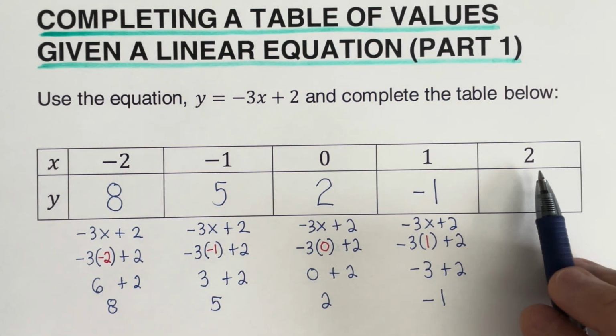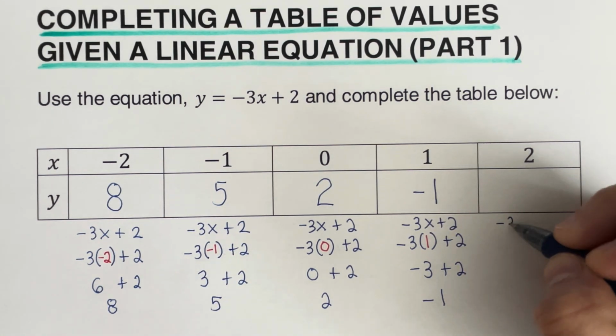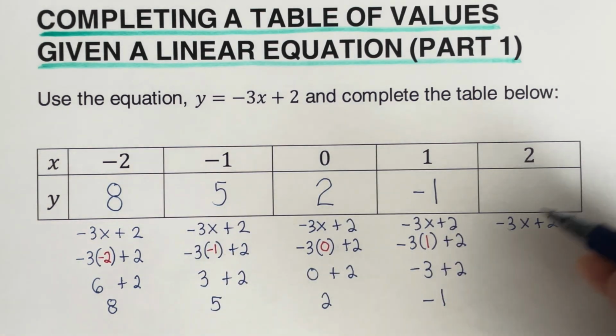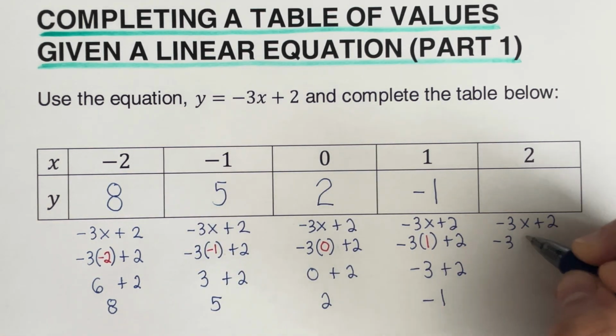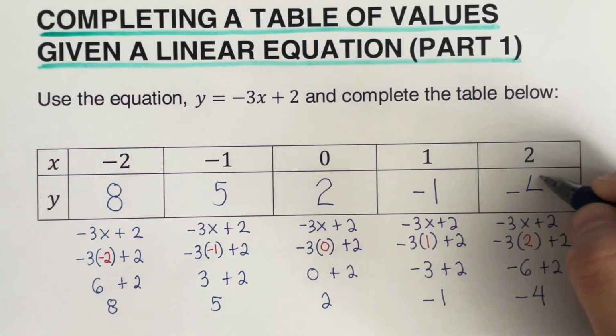Now, what is the value of y when x is 2? It's pretty much the same thing. Negative 3x plus 2 is our equation. I got that from there. And so we plug this 2 into the x. So that's negative 3 parentheses plus 2. Again, our x is 2. So negative 3 times 2 is negative 6, plus 2 is negative 4. So this is negative 4 right here.